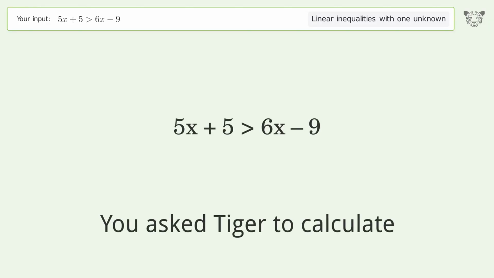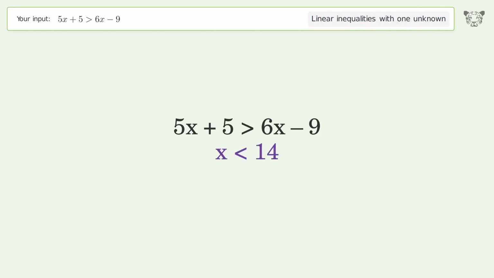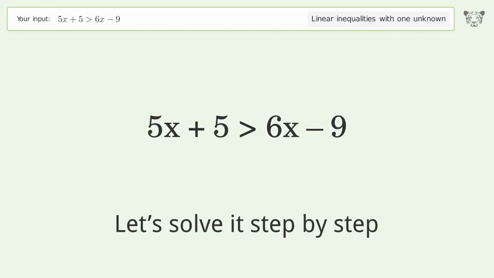You ask Tiger to calculate. This deals with linear inequalities with one unknown. The final result is x smaller than 14. Let's solve it step by step.